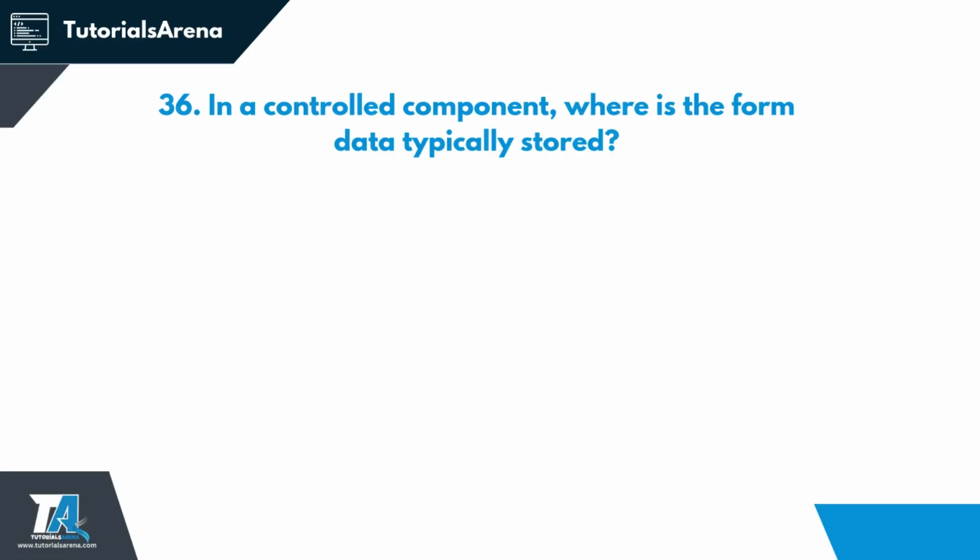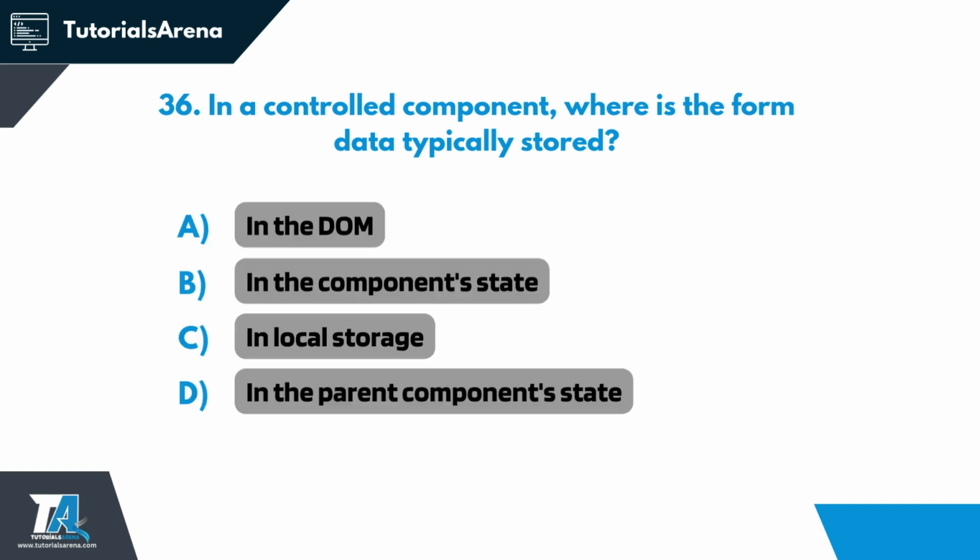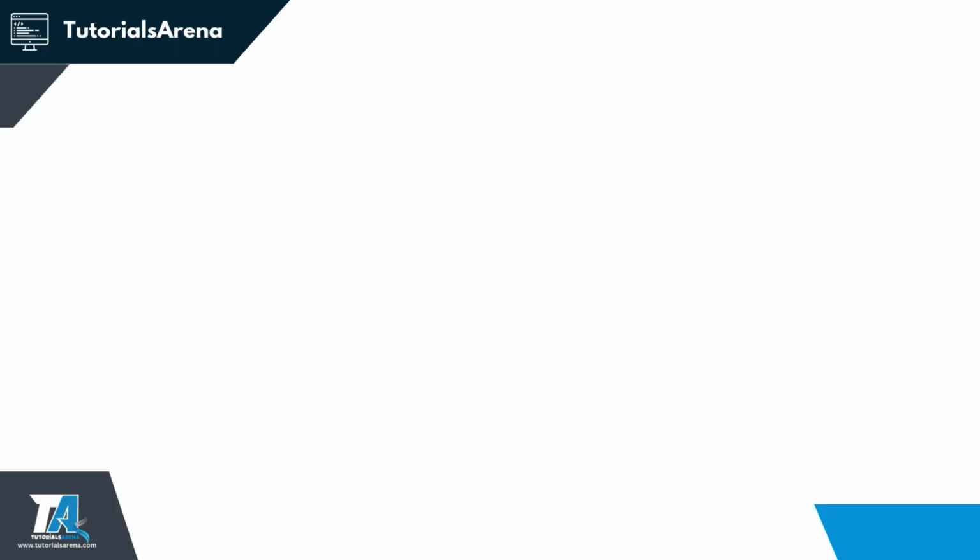Question 36. In a controlled component, where is the form data typically stored? The options are option A, in the DOM, option B, in the component state, option C, in local storage, option D, in the parent component state? The correct answer is option B, in the component state. Moving on to the next question.